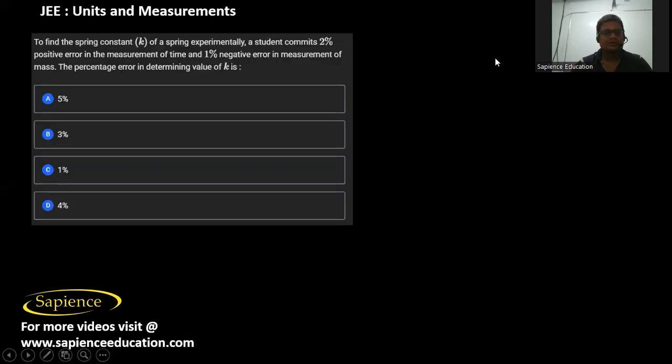So here it is told, find the spring constant K of a spring experimentally. A student commits 2% positive error in the measurement of time and 1% negative error in the measurement of mass. The percentage error in determining the value of K is. As you know, the time period of an oscillating spring is T equals 2 pi root under m by k.